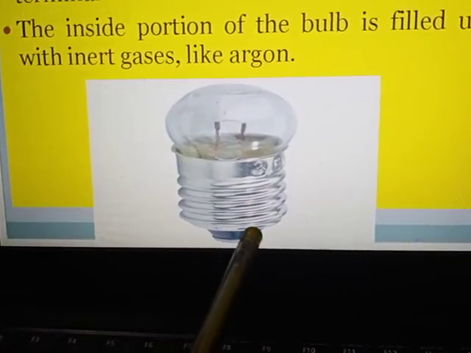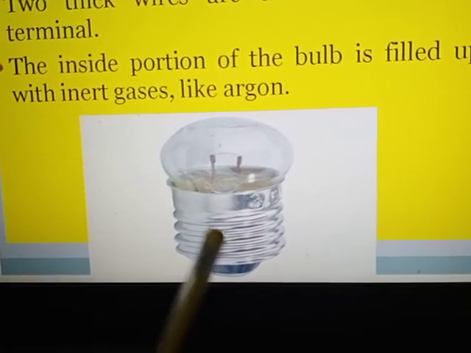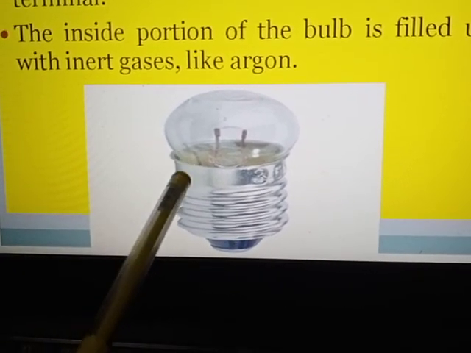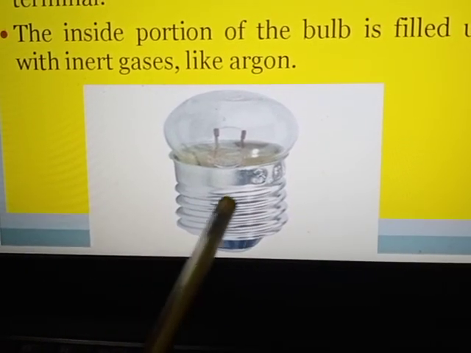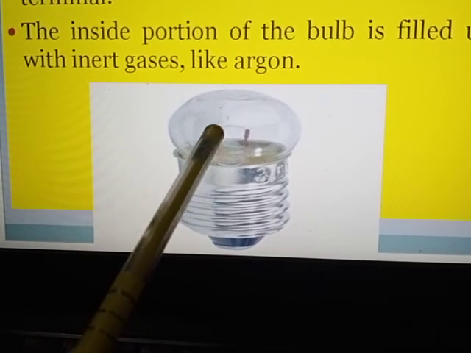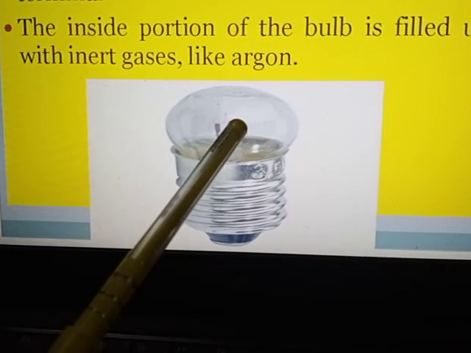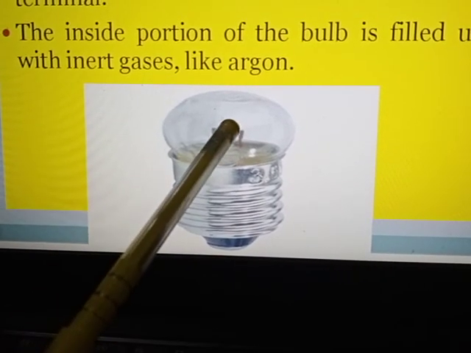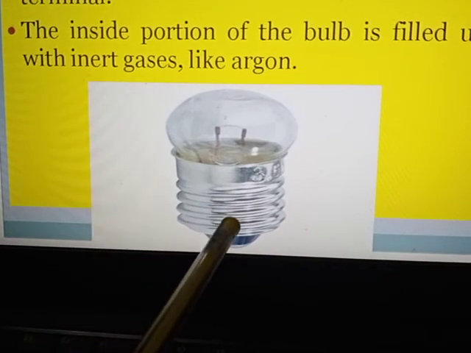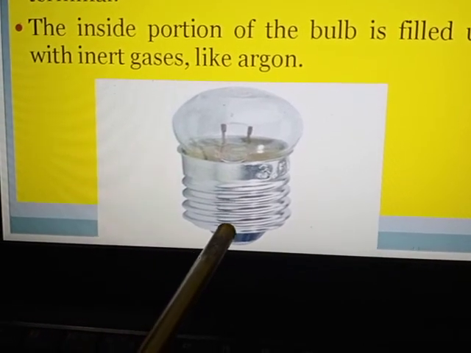So this is the base. This is one terminal, the metal cap at the base. This is one terminal, and this is the base of the cell, and it will be another terminal of the cell. These are the thick wires. Here the small tiny filament, you can see, is connected to the two thick wires, and these two thick wires are connected to the two terminals of the bulb.